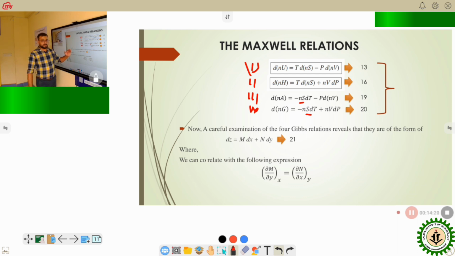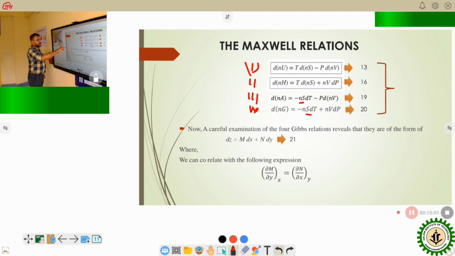So, to determine those fundamental properties which cannot be calculated directly, we have to use some partial differential equations. Partial differential equations can be implemented to get that relation, by which we can replace the unmeasured variables with the measured ones. And for this, the Maxwell relations can be considered.